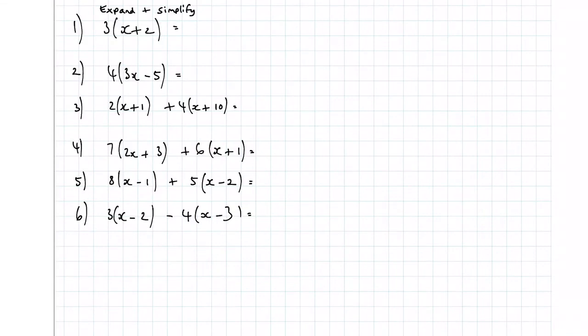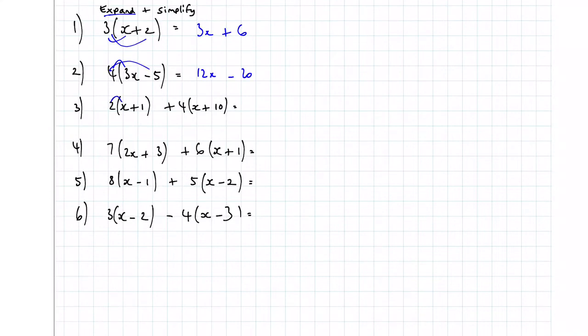And this first question here, what I'm going to do is multiply 3 times x. Multiply 3 times 2 is 6. So that's that first question done. And in fact, when you see the word expand, which is up here in the question, see that? You just multiply each time. So let's do that then. 4 times 3x is 12x. 4 multiplied by 5 is minus 20. That's the final answer there.